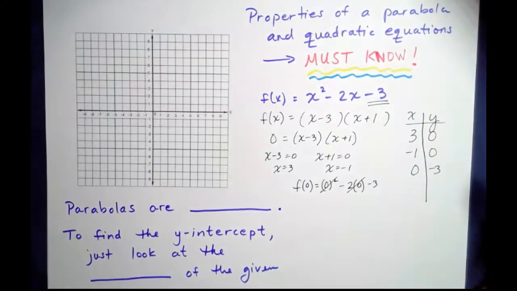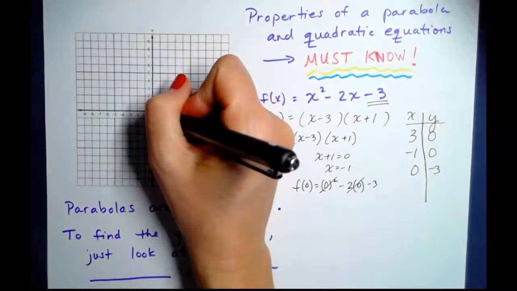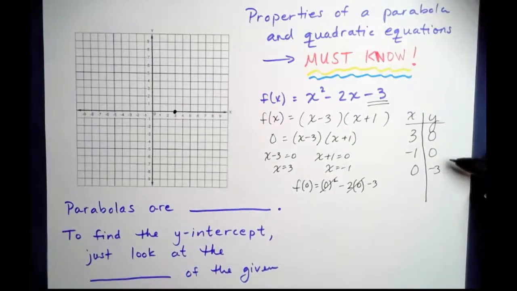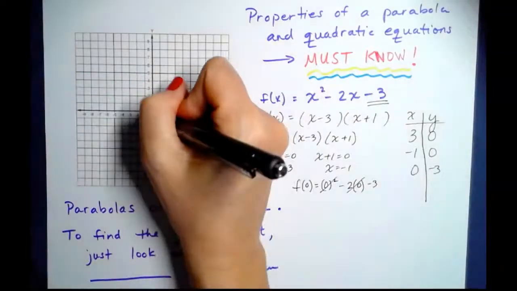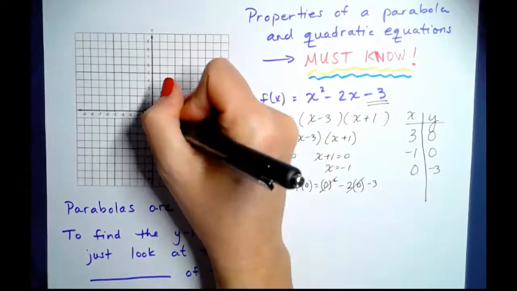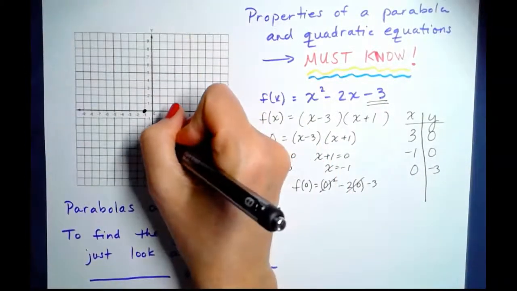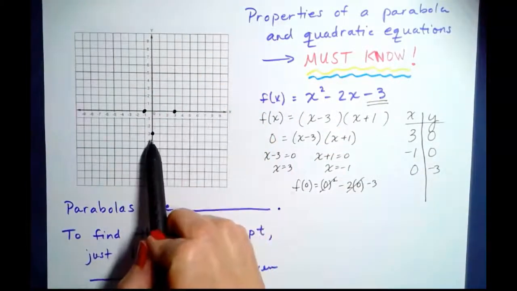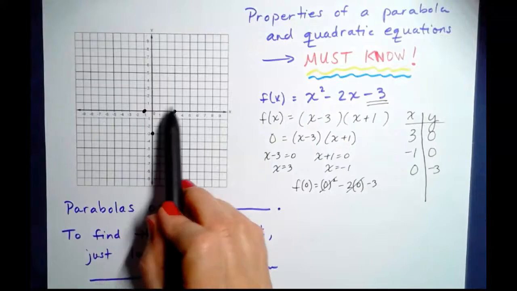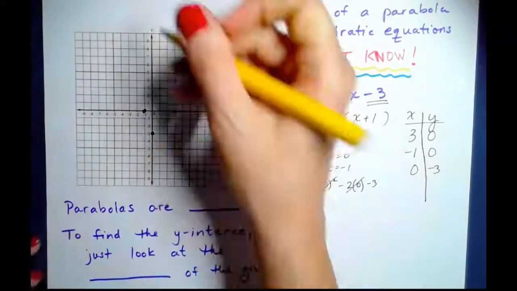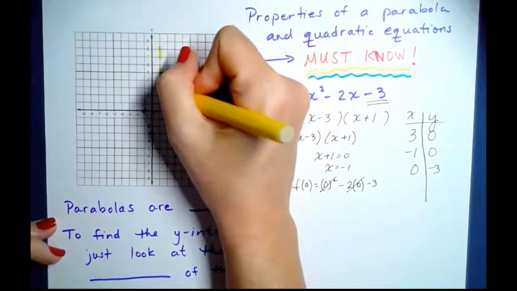So let's take a moment. Let's plot those points. So over 3, up 0, there's our first point. Back 1, up 0. And then our y-intercept is at (0, negative 3). Now, our y-intercept is not in the middle. In the middle, in between our two intercepts, is going to be our axis of symmetry.